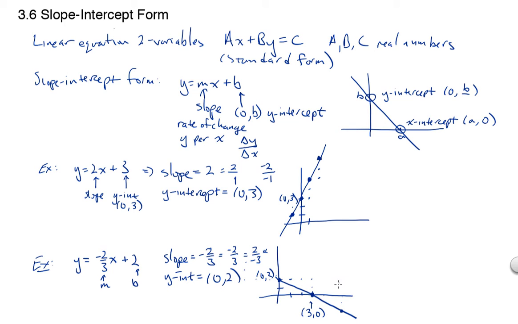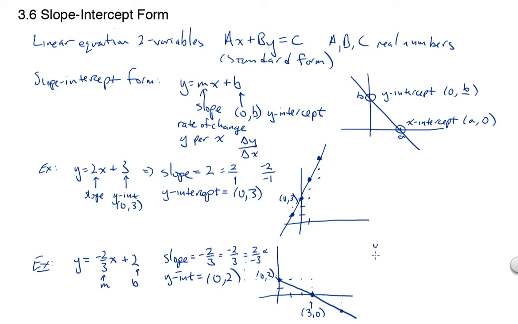And remember, the x-intercept always has a y-coordinate of 0, because the height, the altitude, when it crosses the x-axis is going to be 0. So this is 3, 0. Well, how would we find that just from the equation? You can't just read it off like the slope and the y-intercept, but you can solve for it. You can plug in 0 for y.